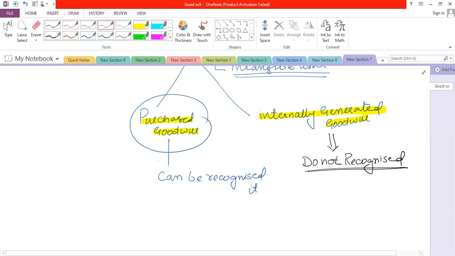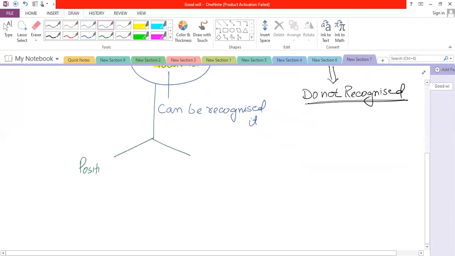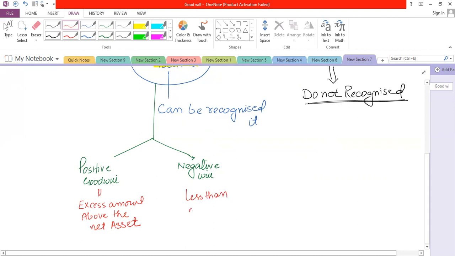So purchase goodwill can be classified into two types. One is called positive goodwill, and the other is called negative goodwill, which is also known as bargain purchase. When you pay an excess amount over and above the net assets of the acquired entity, then this excess amount is termed positive goodwill. And if you pay some amount which is less than the net assets of an acquired entity, then this difference is called negative goodwill.